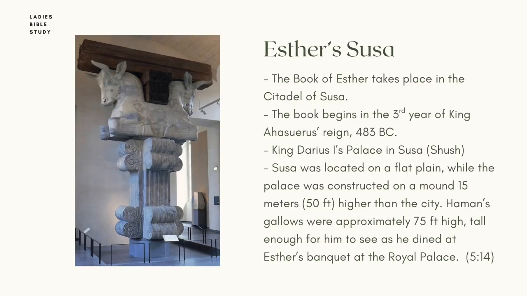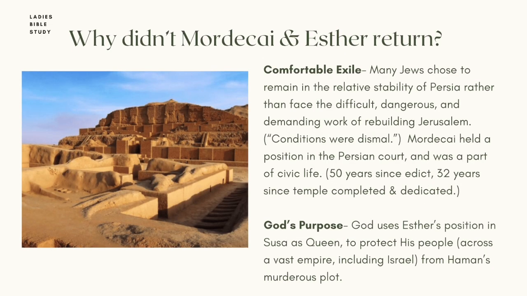It takes place in the king's reign in 483 BC. I already mentioned the palace, but here's something to mention about this palace. Susa, if I go back here, you can kind of see it in this picture. The palace in Susa was built on top of this. So it would have been up here, would have been the palace.